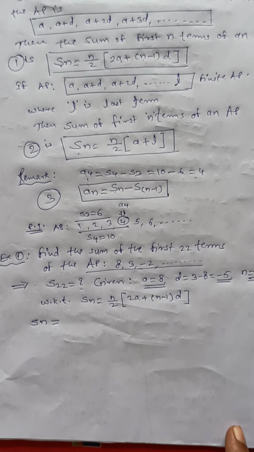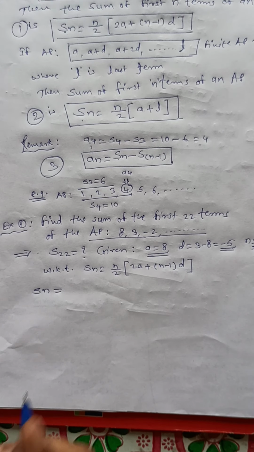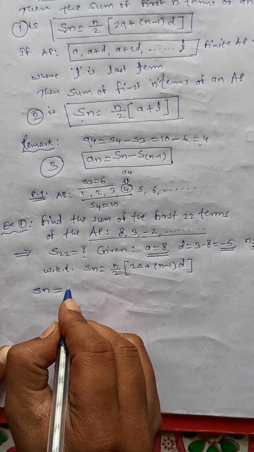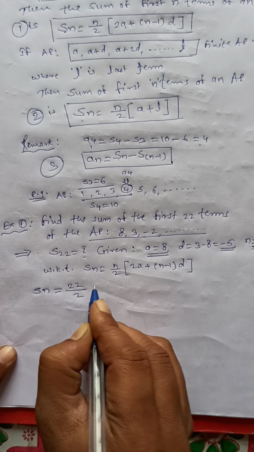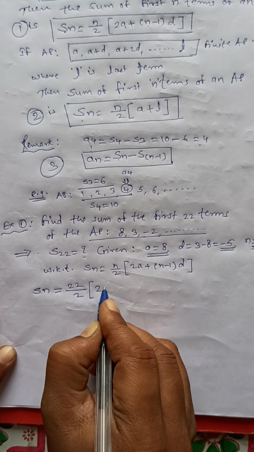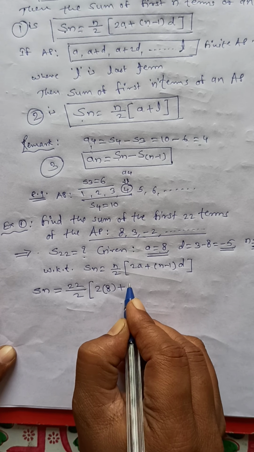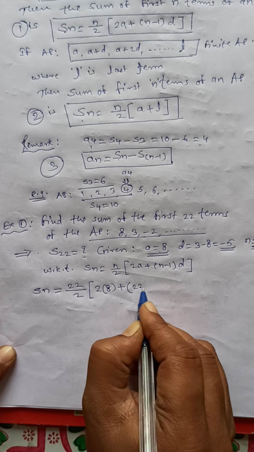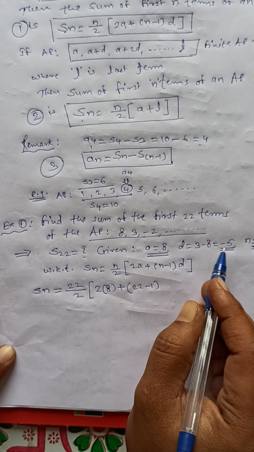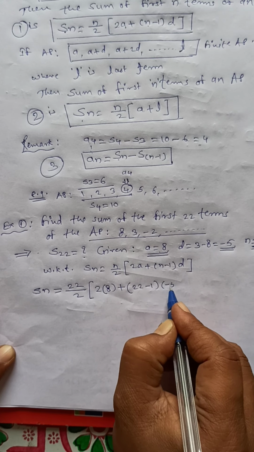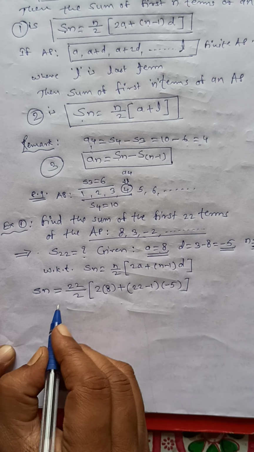Sn is equal to n by 2. What is the value of n? 22. So 22 upon 2 in bracket, 2 into a, the value is 8, plus n minus 1, which is 22 minus 1, into d, the difference. What is the difference? The difference is minus 5.